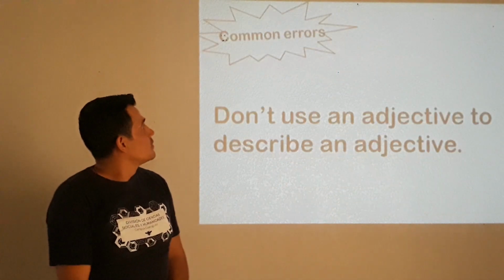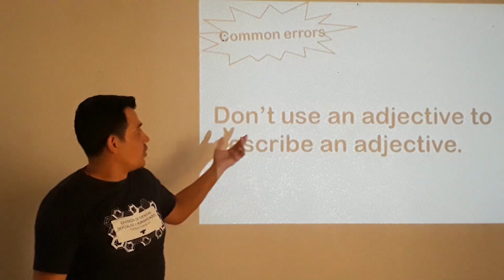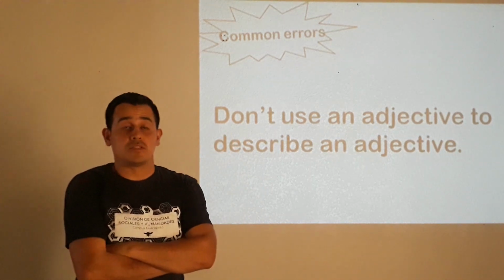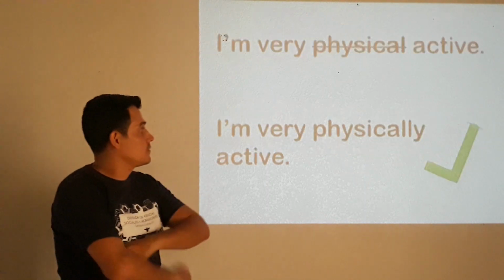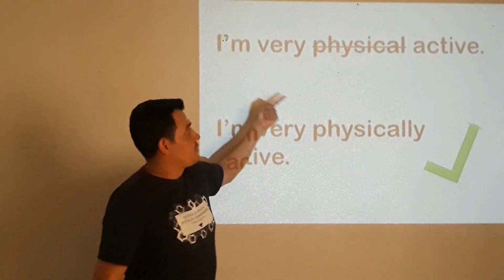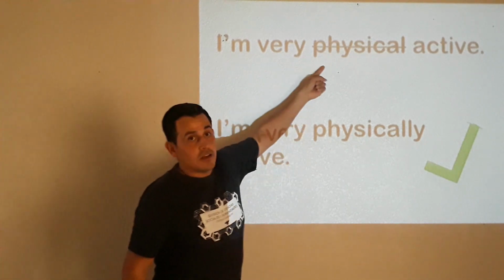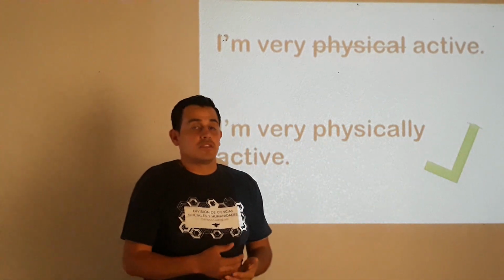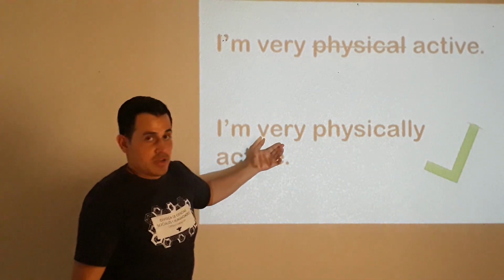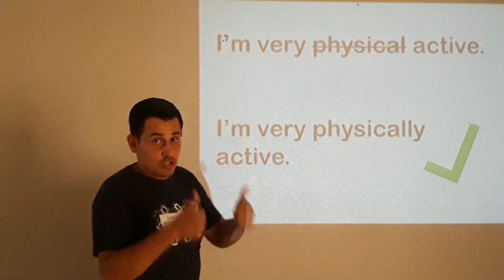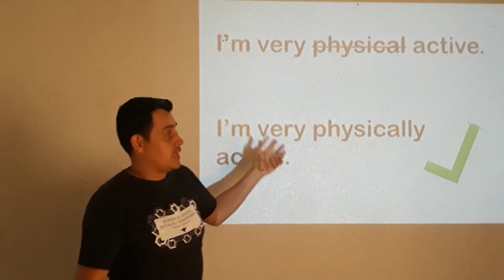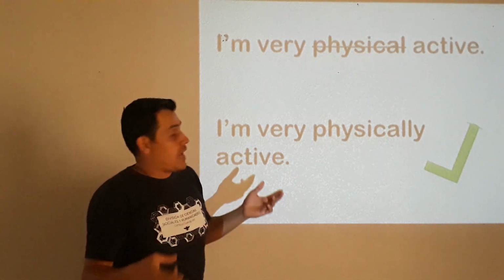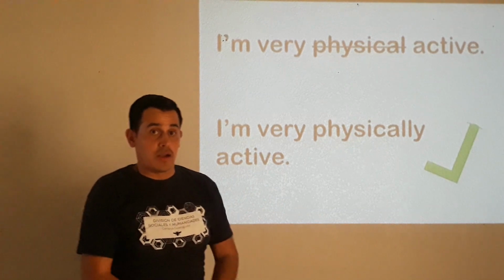Going on to the next, common errors. Don't use an adjective to describe another adjective. Example of this, I am very physical active. Physical is an adjective, active is another adjective, and that is not correct. I am very physically active should be the correct form. Okay? Don't use an adjective to modify another adjective. That doesn't work. That is not correct.